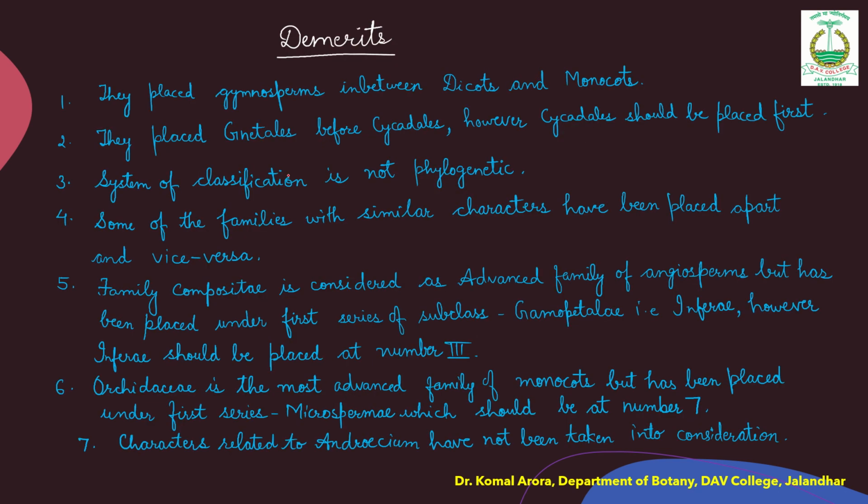But there are certain demerits also, like gymnosperms were placed in between dicotyledons and monocotyledons, though that is a primitive group, so it should be placed before dicotyledons. Then under gymnosperms, I mentioned that Gnetales was placed first, then Coniferales and Cycadales last, though Cycadales is a primitive group as compared to Gnetales, so it should be placed earlier. So that was another drawback. Then this system is not phylogenetic. This is not based on ancestral history.